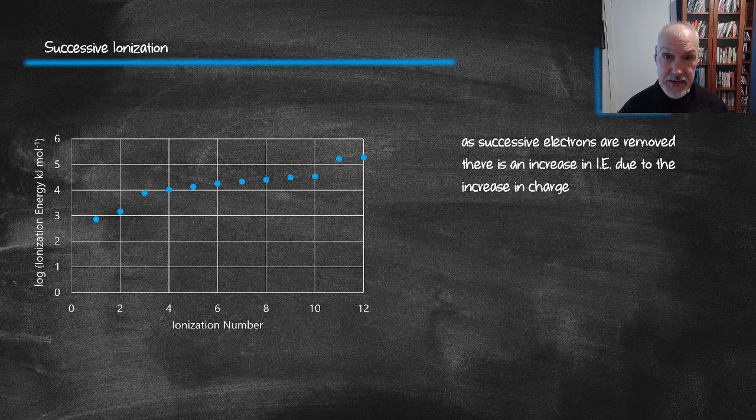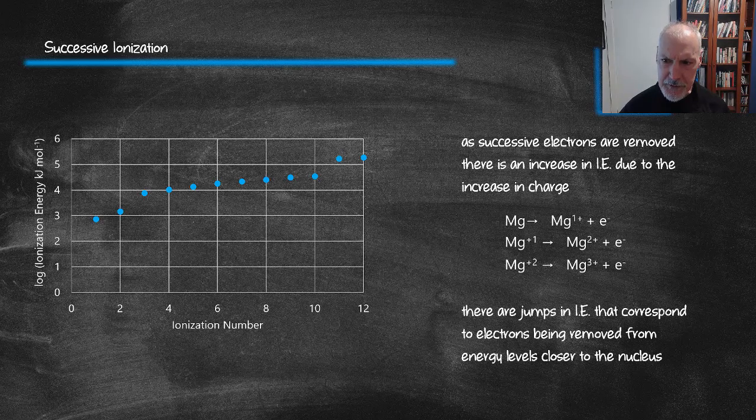As successive electrons are removed, there's an increase in the ionization energy due to the increase in charge of the remaining ion. Let me show you what I mean by that. Once we remove one electron from magnesium, it develops a +1 charge. Now that +1 charge exerts its force on holding on the remaining electrons. Once we remove a second electron, the magnesium ion now jumps to a +2 charge, a greater pull on the valence electrons.